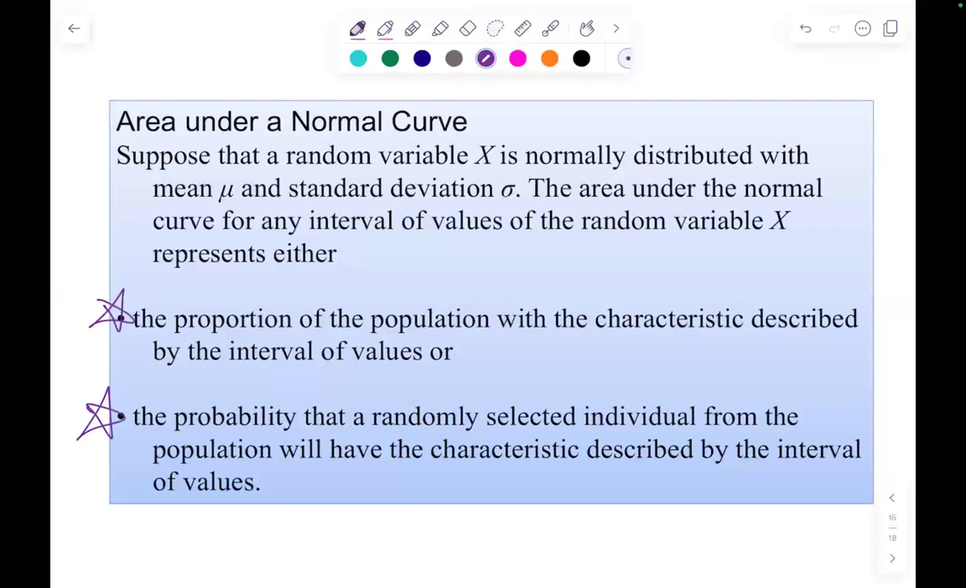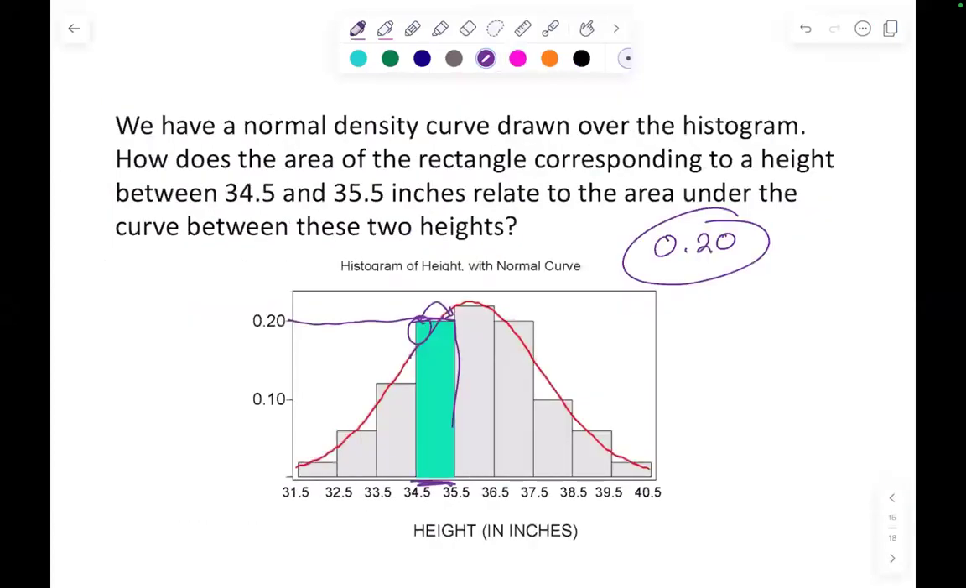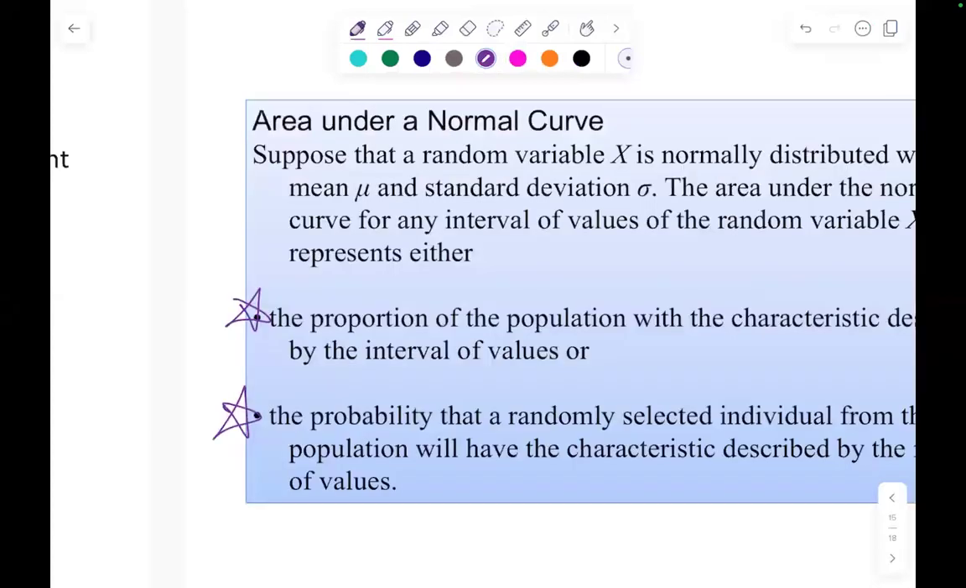So let's go back to the 2-year-old males. So I either have a 20% probability of choosing a random 2-year-old male and having them between 34.5 and 35.5 inches tall. Or I could say that the proportion of 2-year-old males that are between 34.5 and 35.5 inches is 20%. So those are the same thing. They're just stated differently depending on what you're being asked. So I have an example.